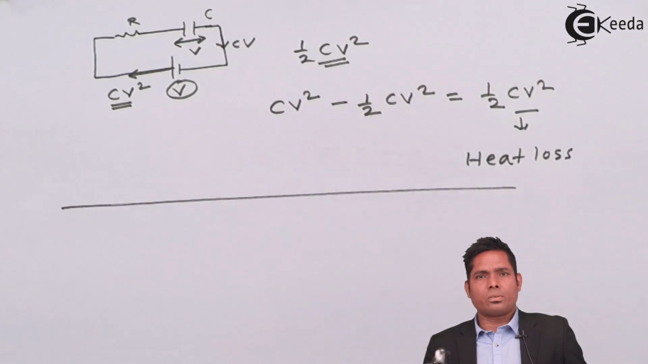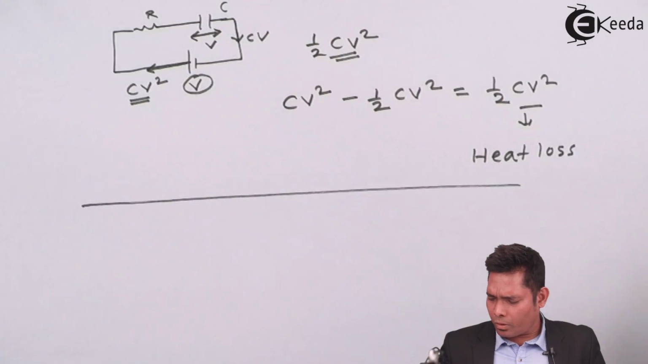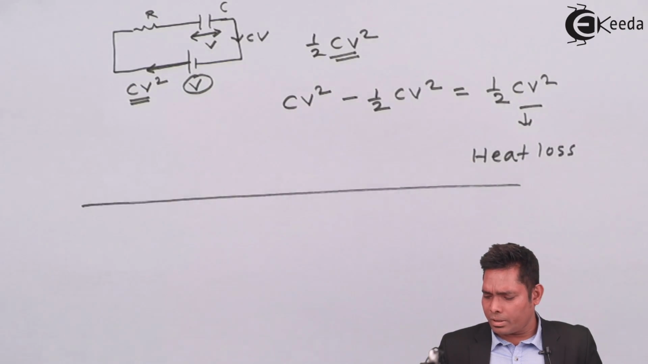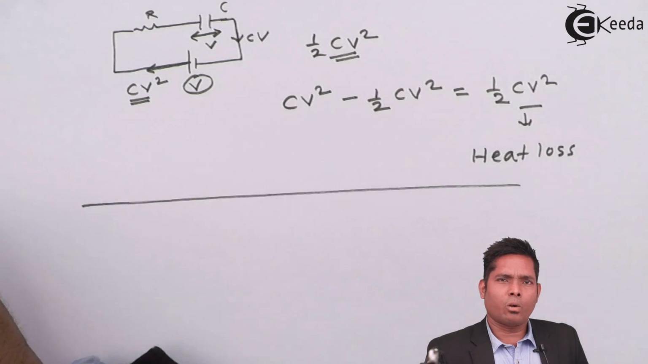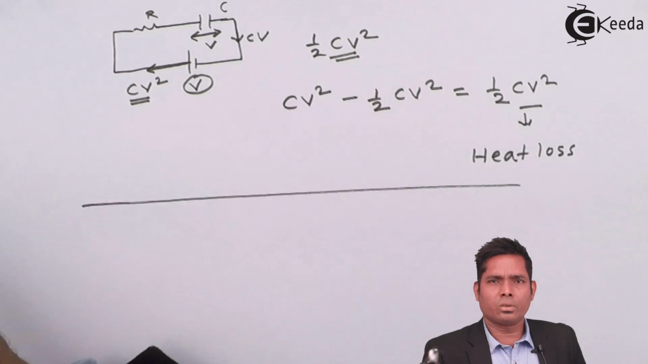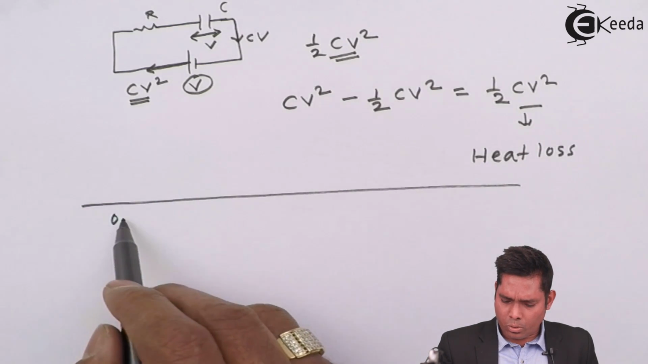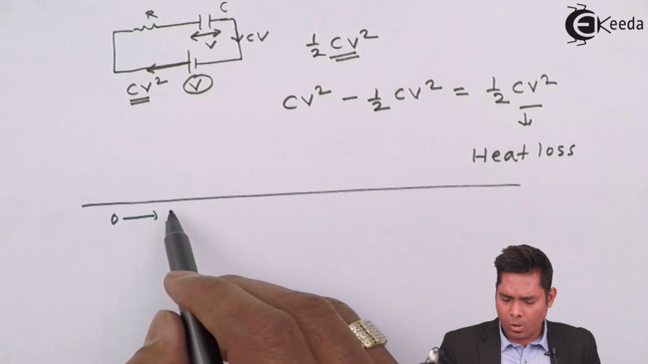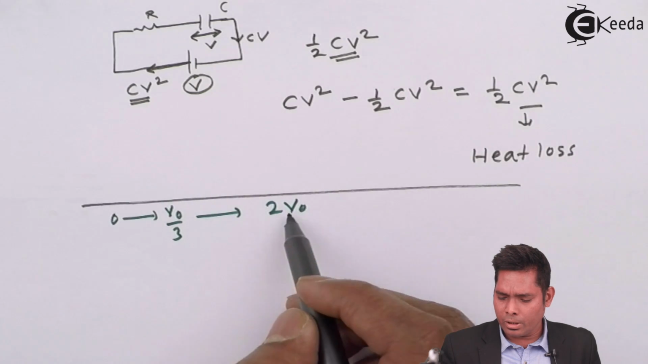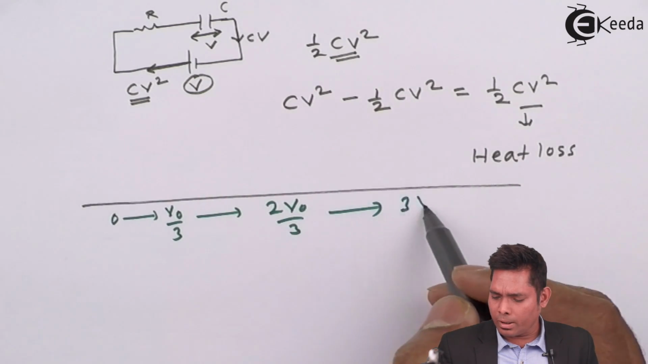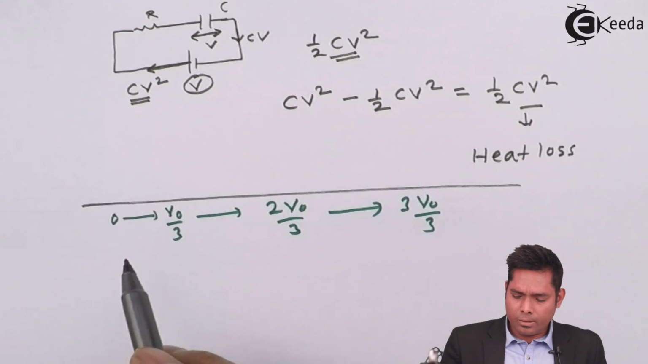This is a general expression for heat loss. So this is one expression for this particular example. This is how you calculate the heat loss. Whatever energy is supplied by the battery, minus how much energy is finally stored, the difference goes into heat. In the first step, the battery voltage is now V naught by 3, then 2 V naught by 3, then 3 V naught by 3, that is only V naught.